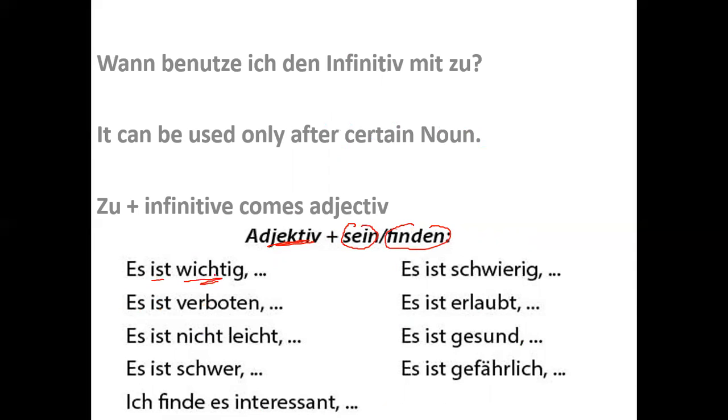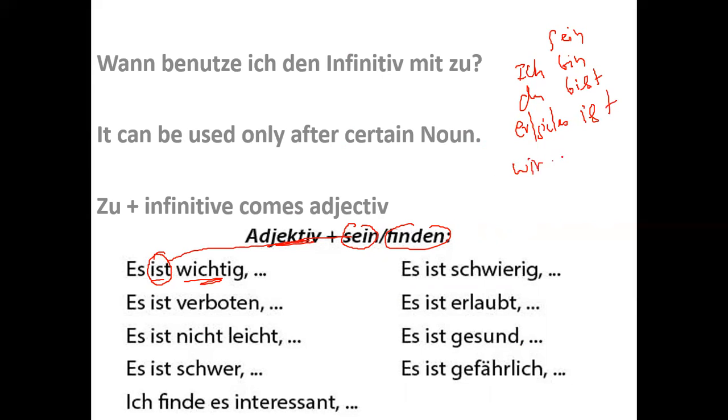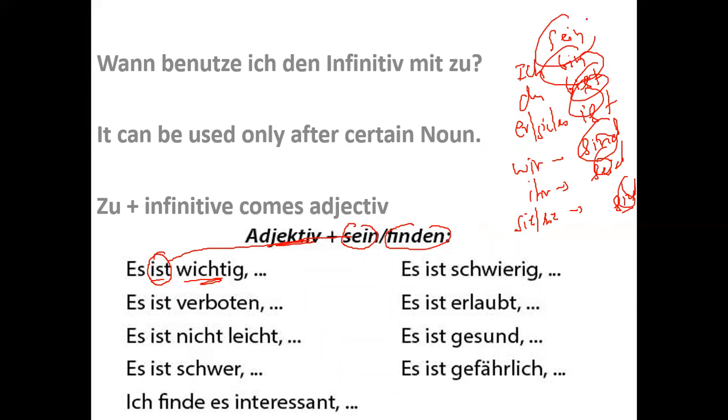So es ist wichtig. So this is the sein verb. The verb is sein. Ich bin, du bist. If I take the verb sein, with ich it is bin. With du, it is bist. With er, sie or es, it is ist. With wir, it is sind. With ihr, it is seid. With sie, it is sind, right? Bin, bist, ist, sind, seid, sind. So all these forms of sein.